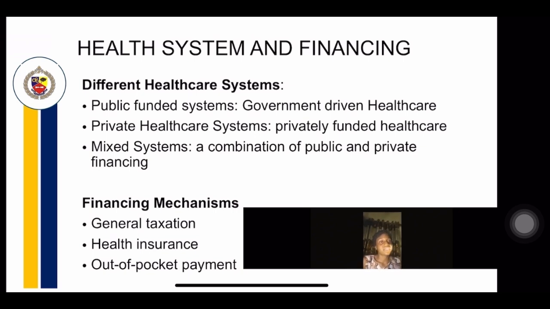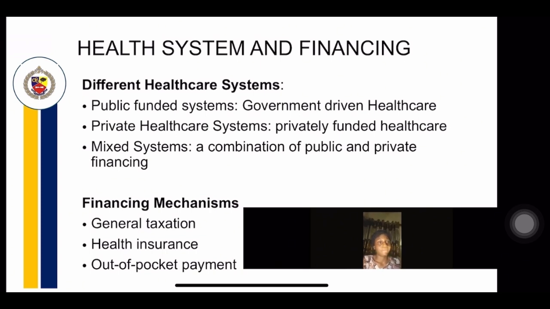We have a mixed system, which is the combination of both public and private. Government provides basic healthcare services, while the private entities offer additional services. This kind of system is prominent in Canada and Germany. So the financing mechanisms, which have been mentioned earlier: general taxation, that is healthcare is funded through taxes collected by the government. This method means that healthcare services are available to all citizens, often at no direct cost at the point of use.